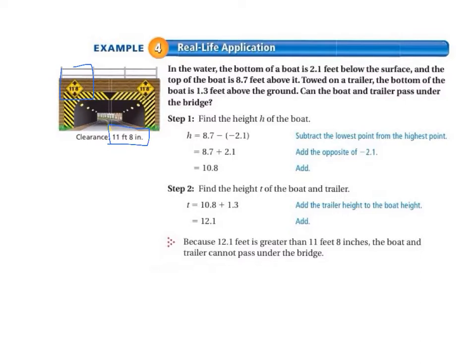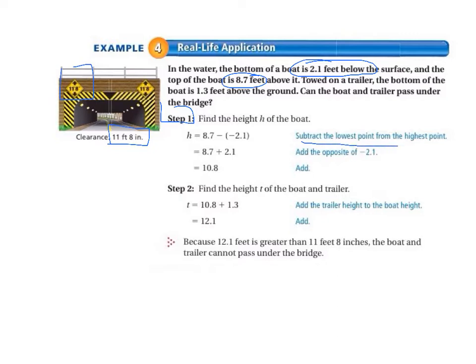So let's follow the steps. It says step 1, find the height, h, of the boat. So here we have a way to do that. Our height, h, is 8.7 feet above the water minus a negative 2.1 feet. So that's the 2.1 feet that's below the surface of the water. So we're subtracting the negative 2.1 feet because it's below the surface of the water.